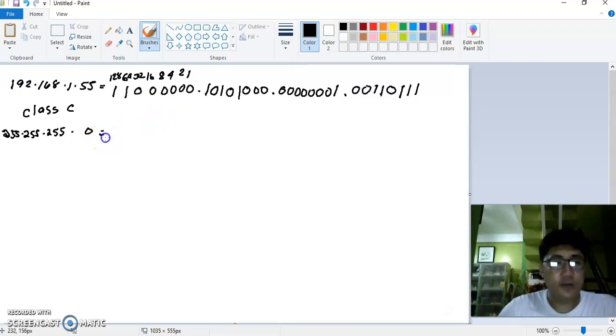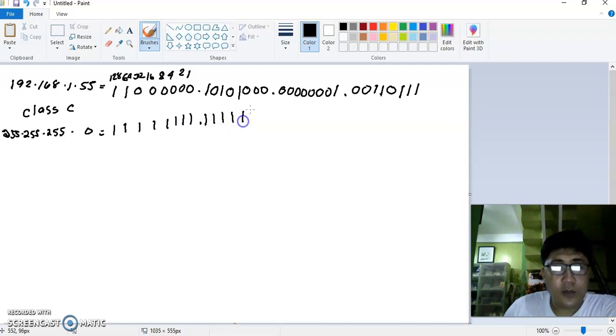Therefore, 255 is equivalent to all 1s: 1, 1, 1, 1, 1, 1, 1, 1, dot 1, 1, 1, 1, 1, 1, 1, 1, dot 1, 1, 1, 1, 1, 1, 1, 1, dot 0. So this last one is 0.